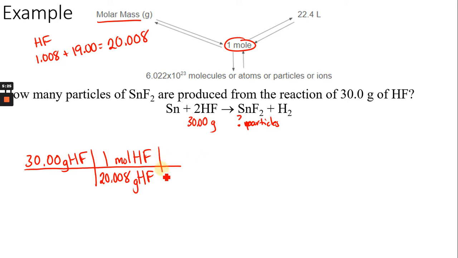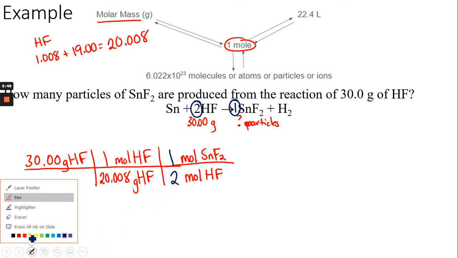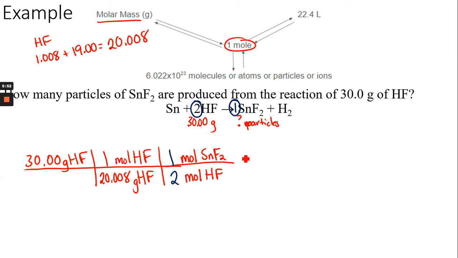Second step, use the mole ratio. So now we're going to set up our mole ratio. So moles of the given on the bottom, mole of the substance we're looking for on the top. When you have that mole ratio, you use those coefficients from the balanced equation. So 2HF, 1 SnF2. So 1 tin fluoride to 2 hydrofluoric acid. Then we want to do the third step, which is convert to the unit the question is asking us for. So we're going to bring mole of SnF2 to the bottom. We want to know particles, so we're going to put particles on the top.